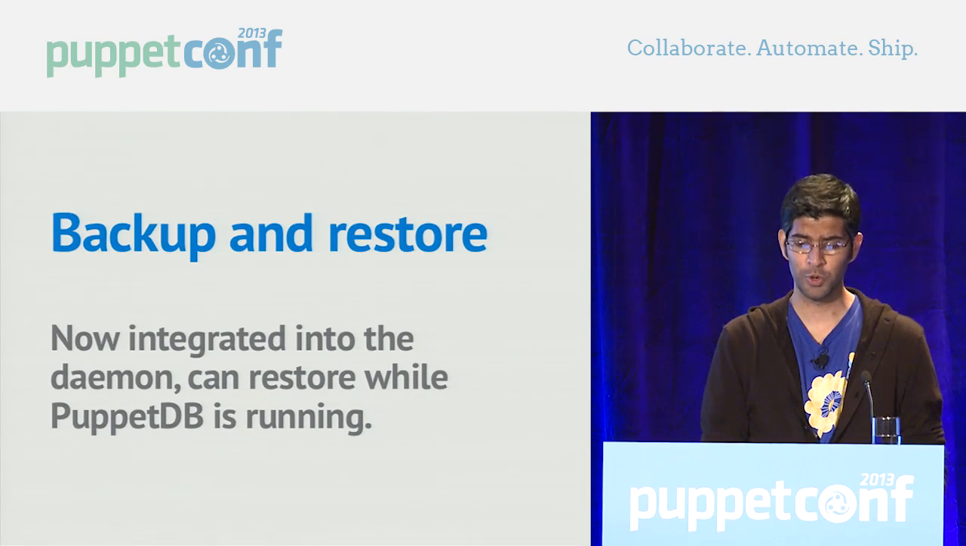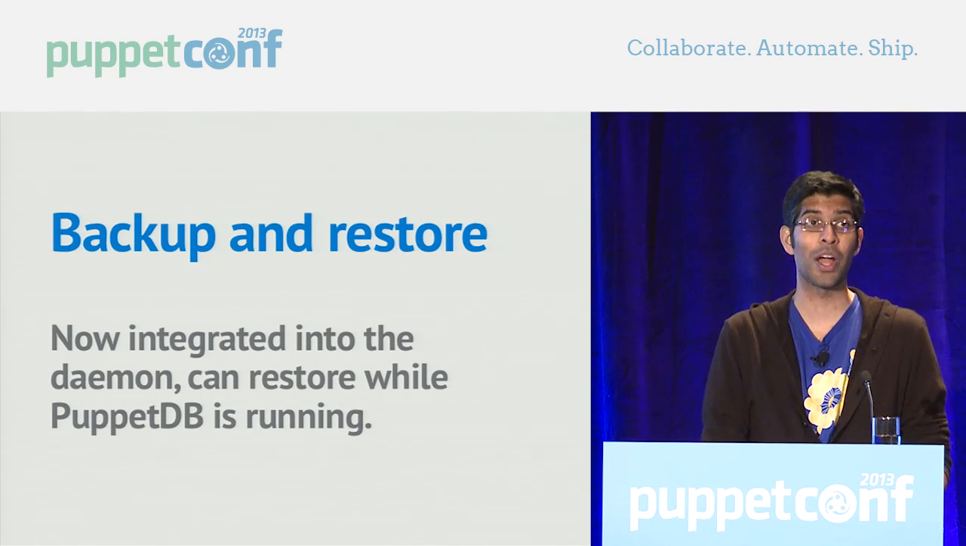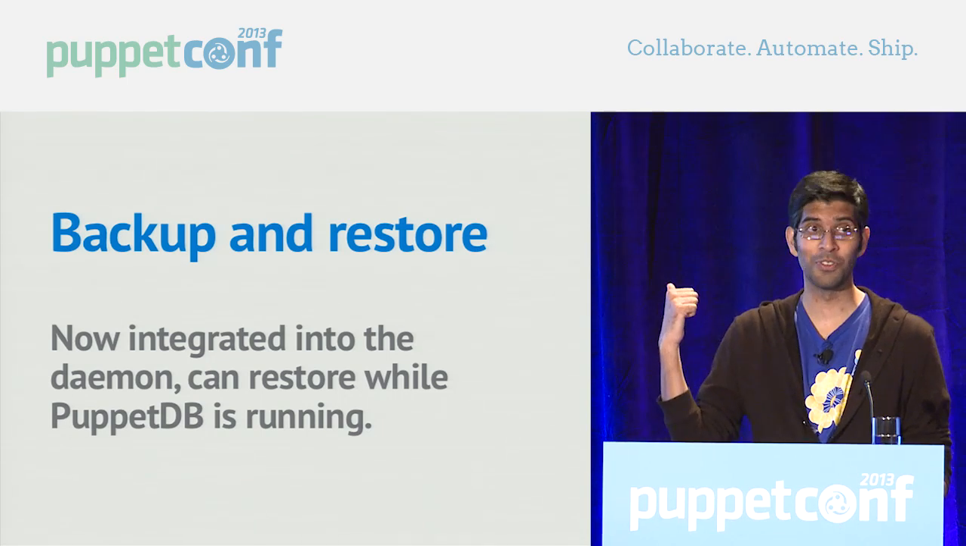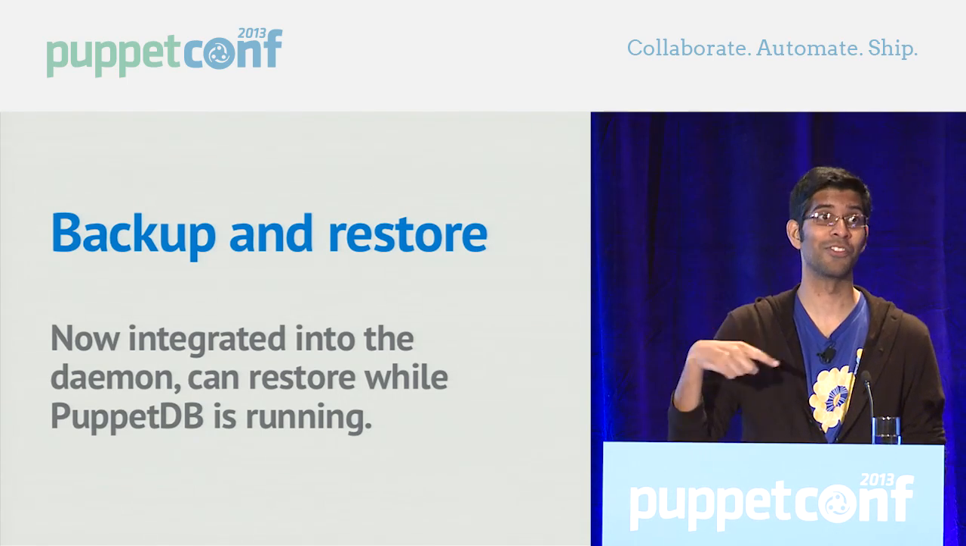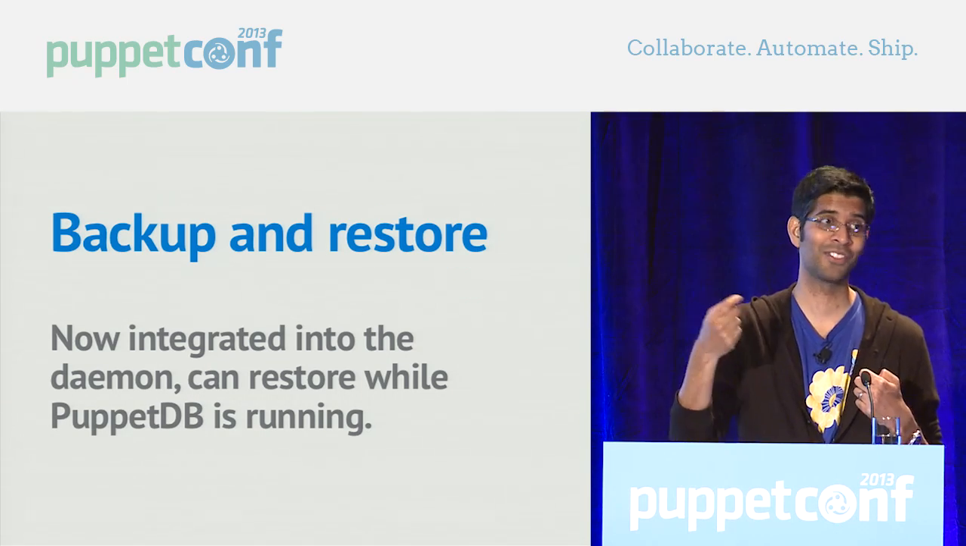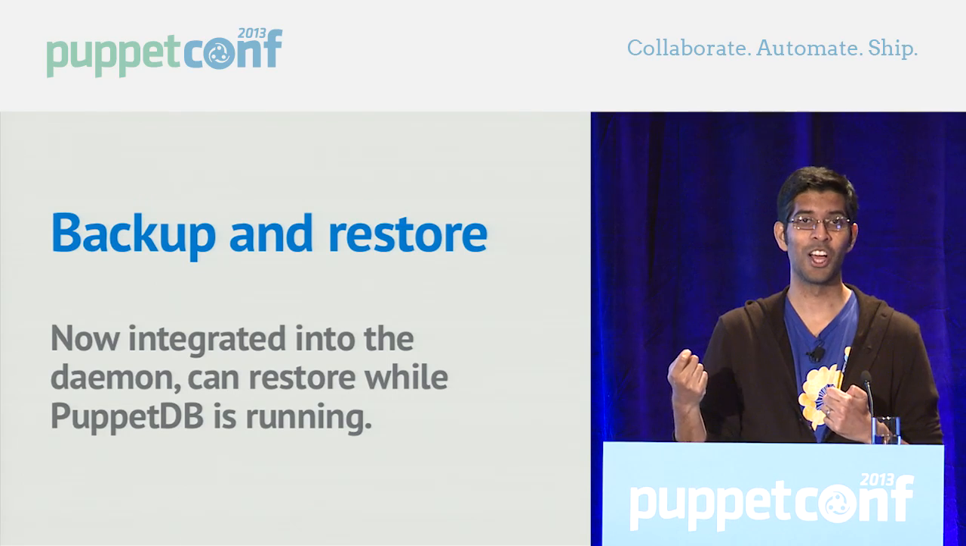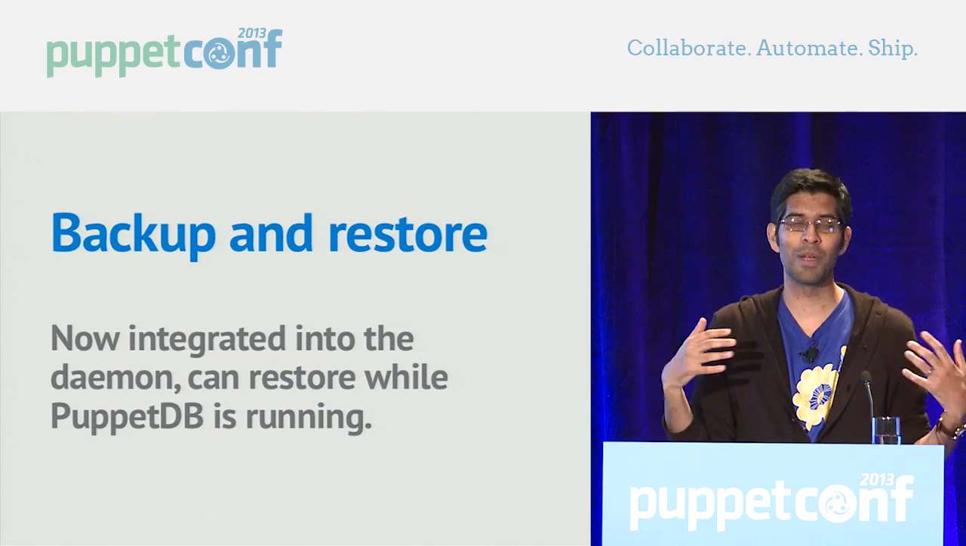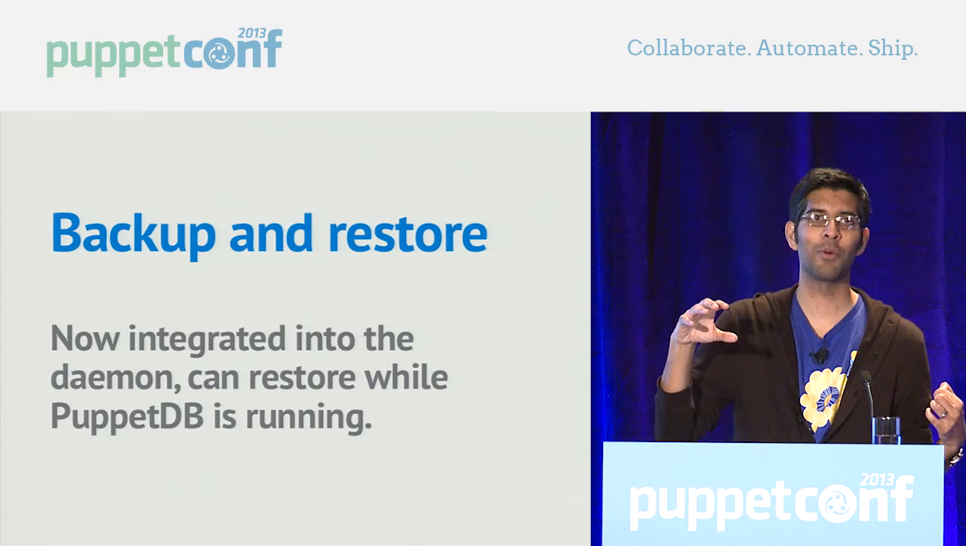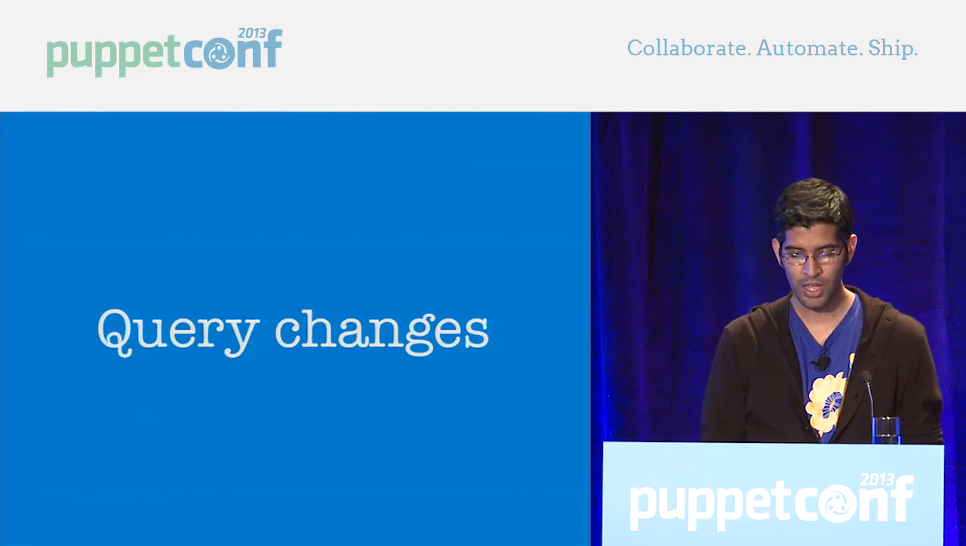We now have backup and restore, which is really, really nice. It's integrated into the daemon. You don't have to download anything extra, and you can actually restore to a PuppetDB instance while it's running. The restore uses that asynchronous write pipeline, and under the hood it just does HTTP puts to that /commands endpoint, which is nice because we kind of eat our own dog food. By building the system in that way, we can have more elaborate features that leverage that stuff.